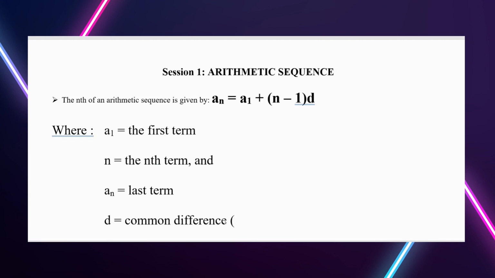So, paano nga ba natin makukuha ang common difference? Ang common difference ay makukuha natin by subtracting the second term of the sequence minus the first term of the sequence. At doon natin makukuha ang value ng d o ang common difference.